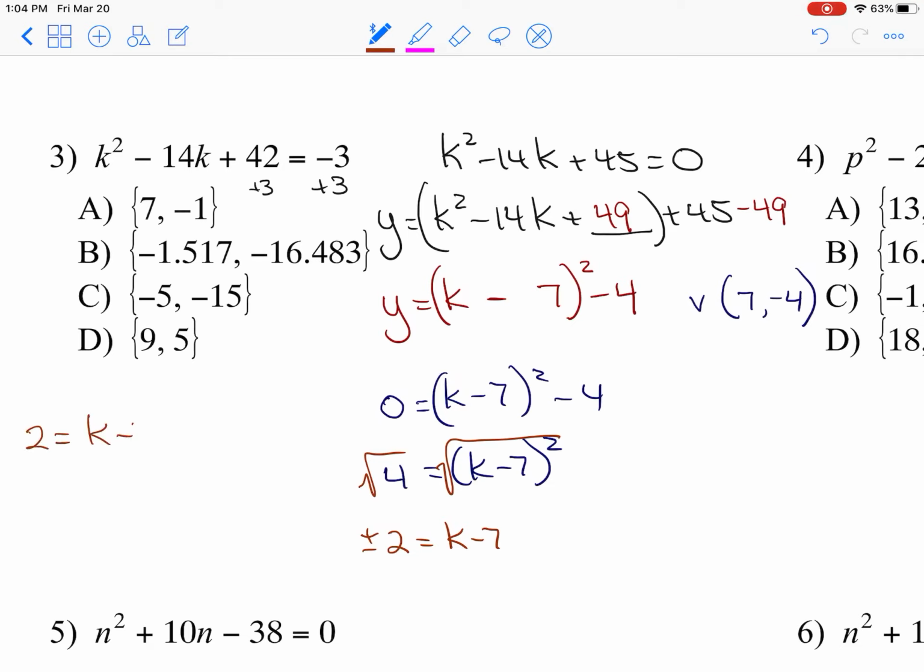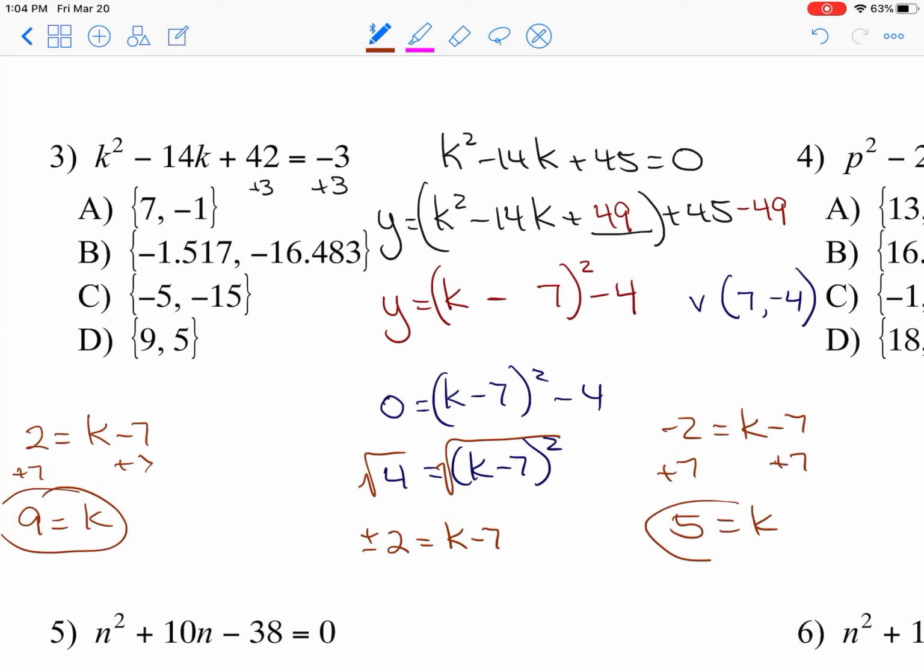So 2 equals k minus 7. Add 7 to both sides. And so k is equal to 9. And negative 2 is also equal to k minus 7. Add 7 to both sides. And k equals 5. So the correct answer is 9, 5. Hope that helps.